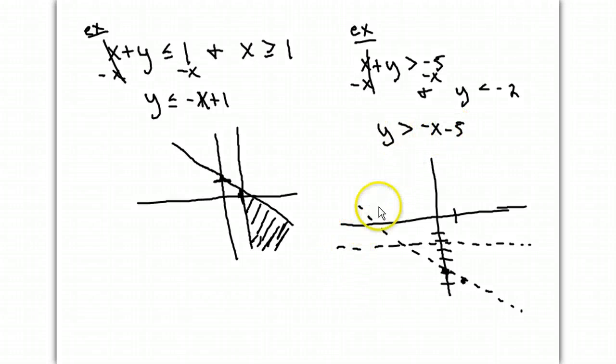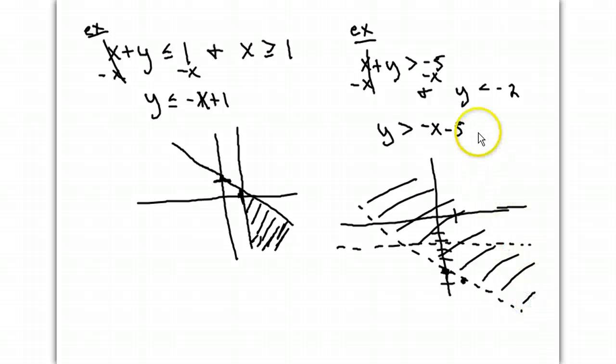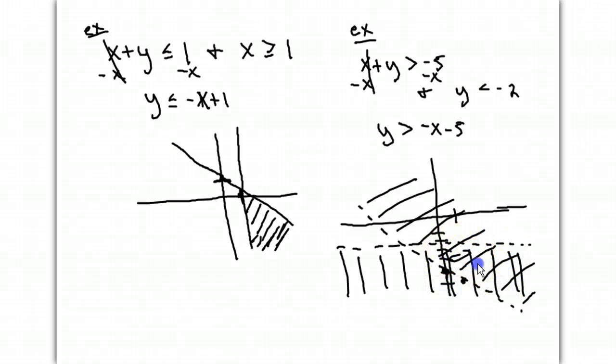So if I just draw them independently, everything greater than would be all of this for y equal negative x minus 5. Everything less than would be down here, below it. So where these two graphs intersect will be the answer. So all of this area here will be the actual answer of both of these inequalities combined.